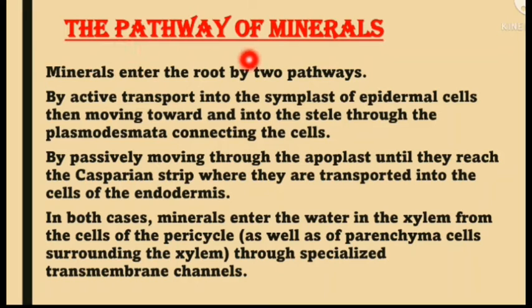Starting with the pathway of minerals. Minerals enter the root by two pathways, by active transport or passively. By active transport into the symplast of epidermal cells, then moving toward and into the stele through the plasmodesmata connecting the cells. By passively moving through the apoplast until they reach the Casparian strip, where they are transported into the cells of the endodermis. In both cases, minerals enter the water in the xylem from the cells of the pericycle through specialized transmembrane channels.